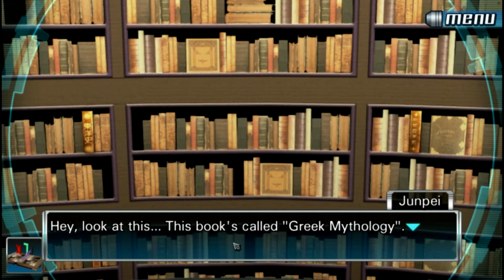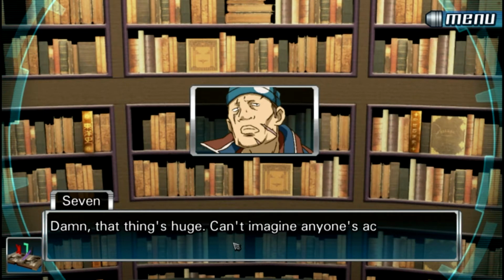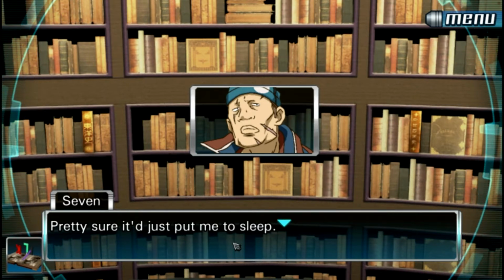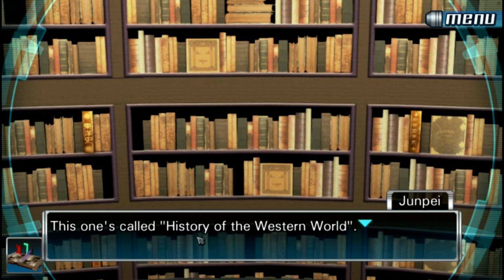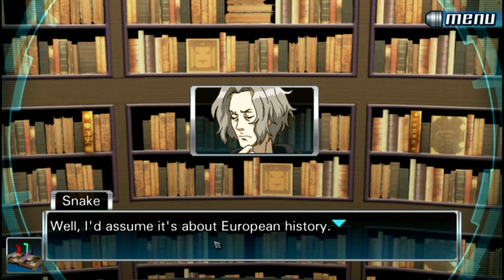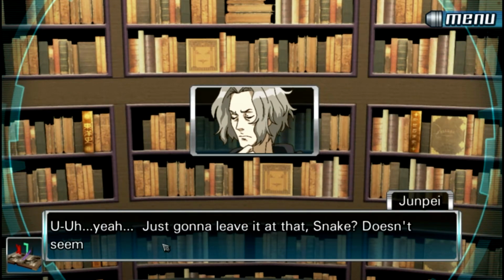Hey, look at this. This was called Greek mythology. Damn, that thing's huge. Can't imagine anyone's actually read the whole thing. Pretty sure it just put me to sleep. Alright, history of the Western world. I assume it's about European history. Just gonna leave it at that.